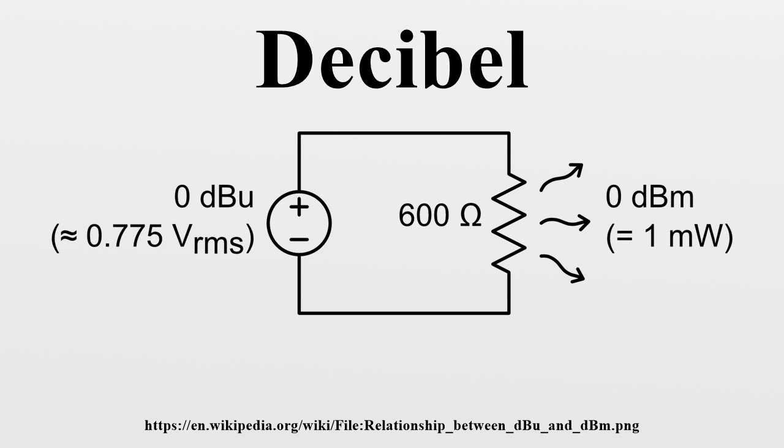The ratio of 1 milliwatt to 10 W in decibels is obtained with the formula.